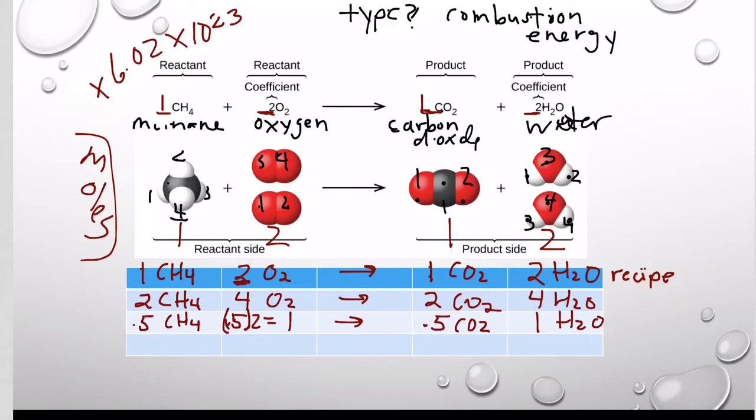Now let's say we have 1.5 moles of methane. How much oxygen would we need? 3, because we're going to double it. How much carbon dioxide would we make? 1.5, because it's the same. How much water? 3. So stoichiometry is just all about using these relationships.